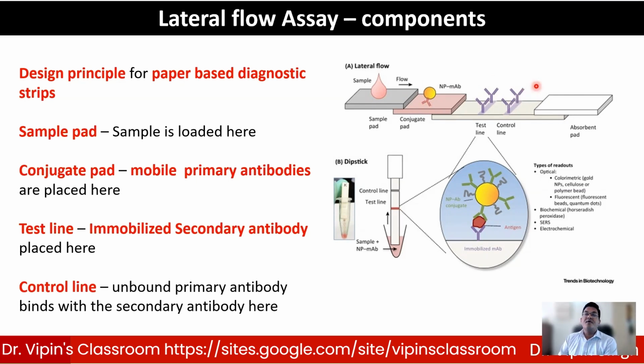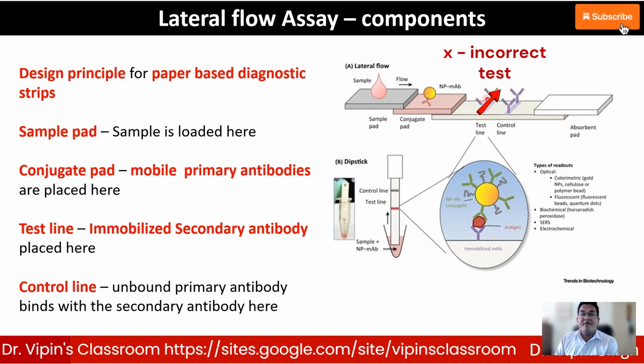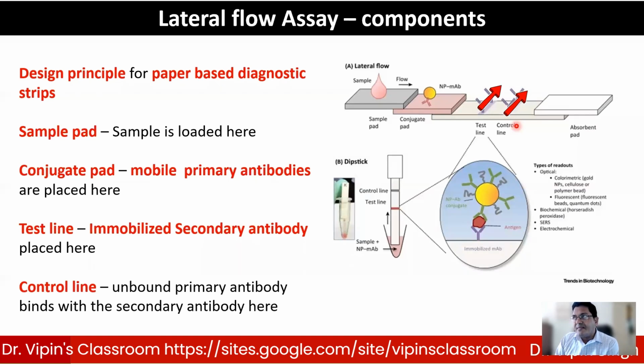So in a positive test, you will have color development in the test line, and also in the control line. In a negative test, you will have color development only in the control line, not in the test line. If you do not have any color development, you know something has gone wrong. If you have color development only in the test line, not in the control line, then again, your test is futile. It is not meaning anything because the test has gone wrong. So positive test, you will have 2 colored lines, both in the test line and the control line. Negative test, you'll have color development only in the control line, not in the test line. Any other thing is a false result, right? And not to be believed.